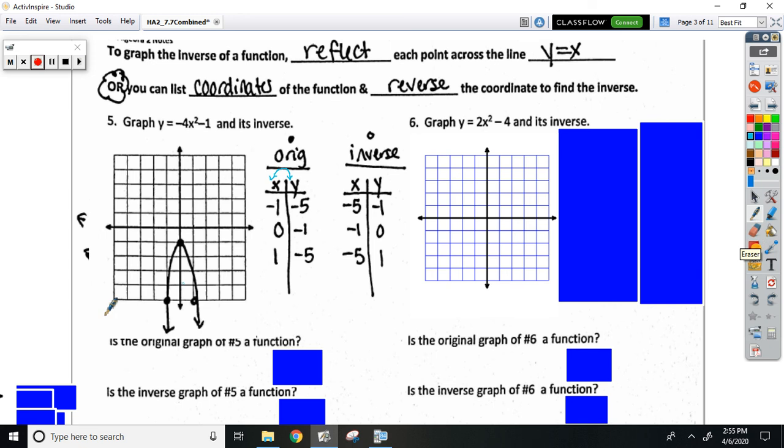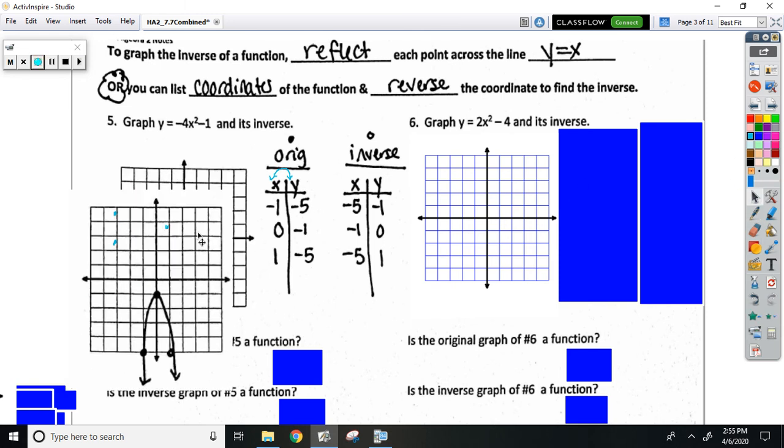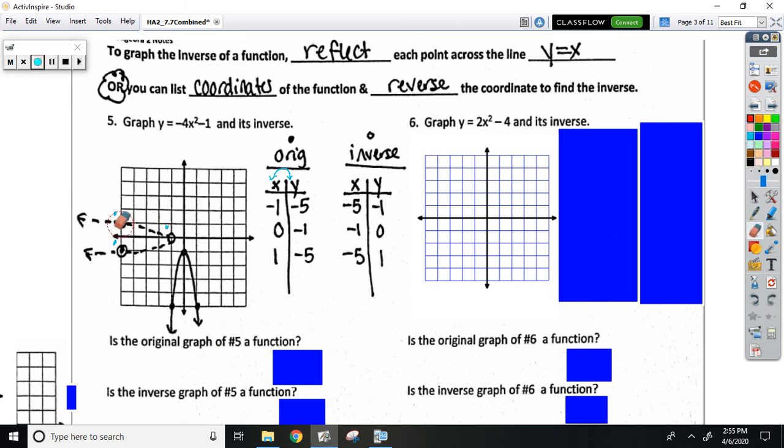So go ahead now and plot those points. Negative 1, 2, 3, 4, 5, negative 1, negative 1, 0, and negative 5, positive 1. And then go ahead and connect those with our dots. And you'll notice I used a dotted or a dashed line to represent the inverse just so it looks different on my paper, but you don't have to do that. Your homework is going to be multiple choice, so you'll just be selecting the correct graph from a set of 4 graphs.